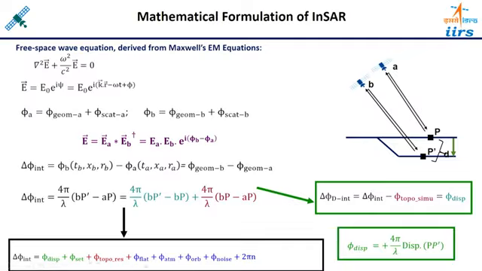Then the flat earth phase: we are assuming the earth is flat, but it is not flat, it is a spheroid. The actual shape of the earth is 3D, so when we change from 3D to 2D, this conversion reflects the flatness, or you can say the curvature of the earth is generating some component in the phase difference, in the interferometric phase.